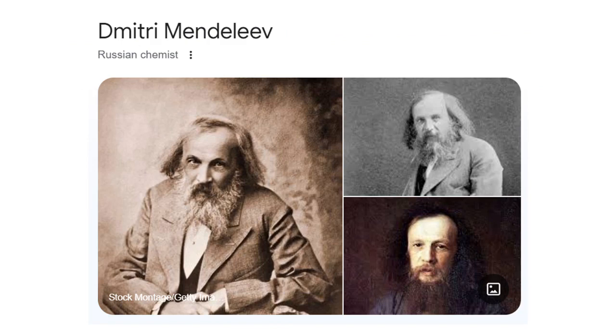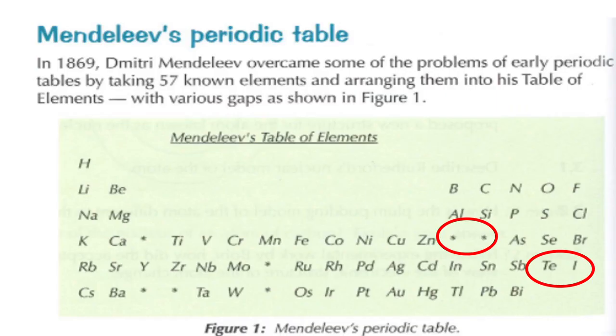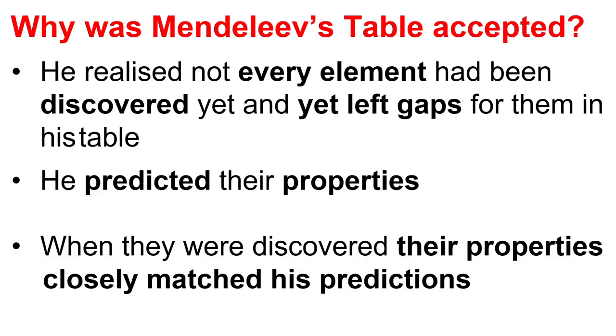On to our hero, Dmitri Mendeleev, a Russian chemist, and he came up with the foundation of the modern periodic table. He left gaps. He realized that not every element had been discovered yet, and he left gaps for them. He predicted the properties of these elements, and when they were discovered, their properties closely matched his predictions, proving him correct. That's how science works.